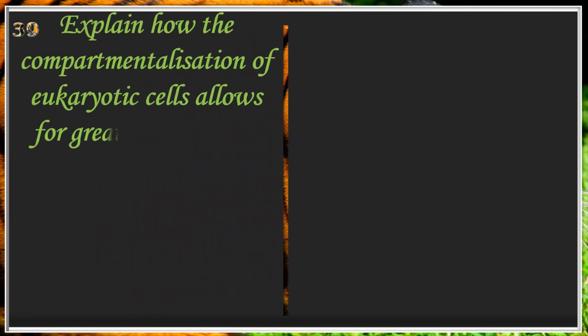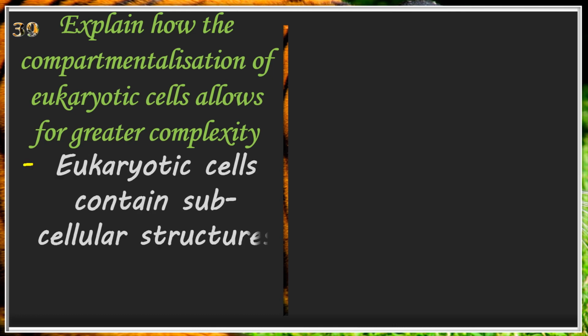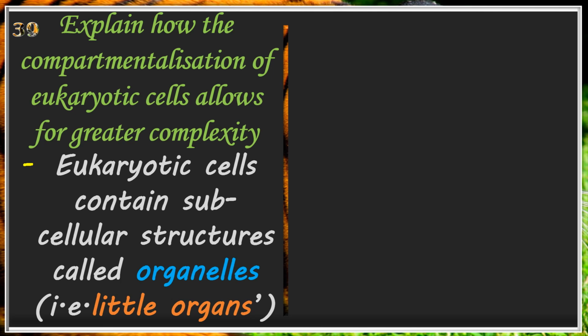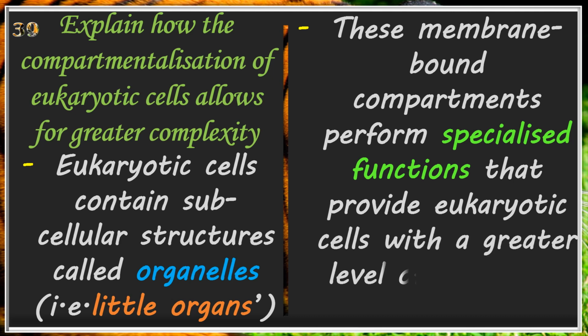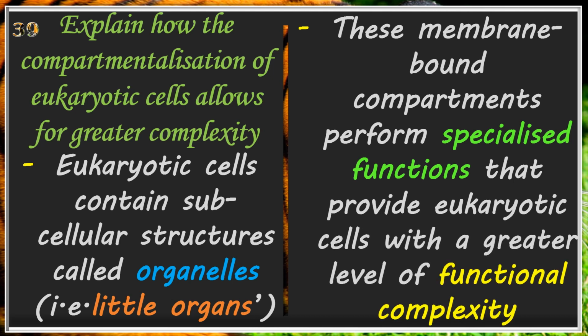Explain how the compartmentalization of eukaryotic cells allows for greater complexity. Eukaryotic cells contain subcellular structures called organelles, those little organs. Now, these membrane-bound compartments perform specialized functions that provide eukaryotic cells with greater levels of functional complexity.